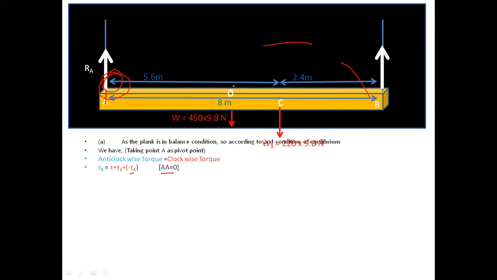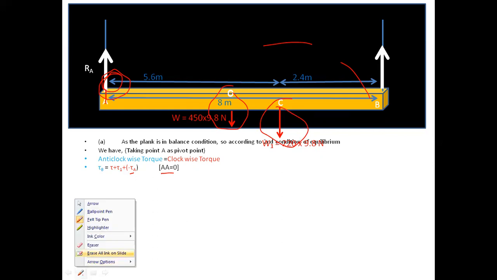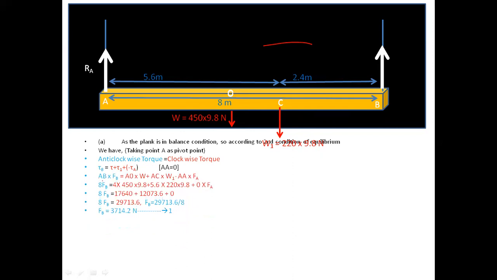Where the torque is represented by this force and displacement, and the other torque is represented by W1 and the displacement from point A. Now after putting in the values, what do we get? We get AB into FB is equal to AO into W plus AC into W1 plus AA into FA, and as we know AA is equal to 0. So that is why I put 0 over here. There is no use of writing this term, so I'm putting this as 0. So 8 FB is equal to 4 into 450 into 9.8 plus 5.6 into 220 into 9.8.